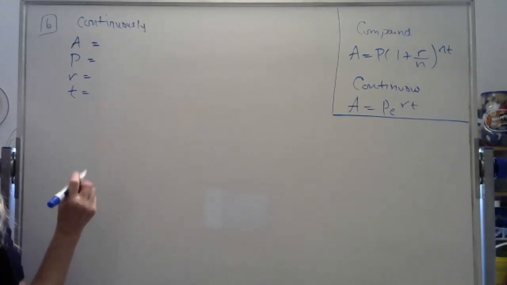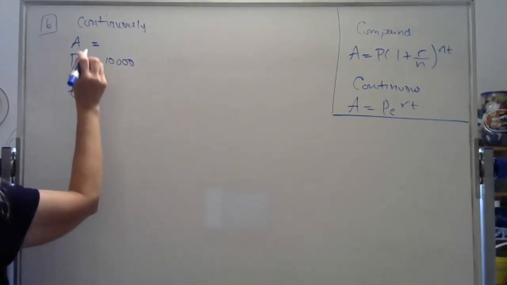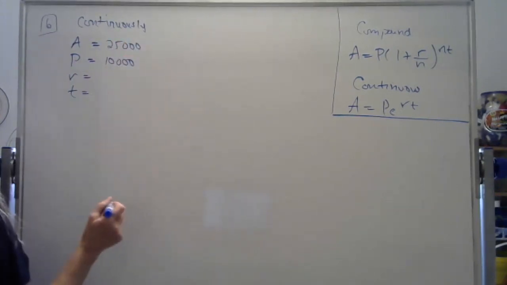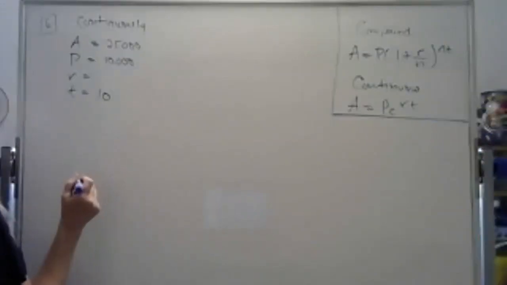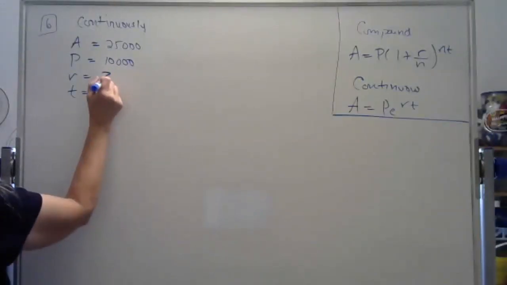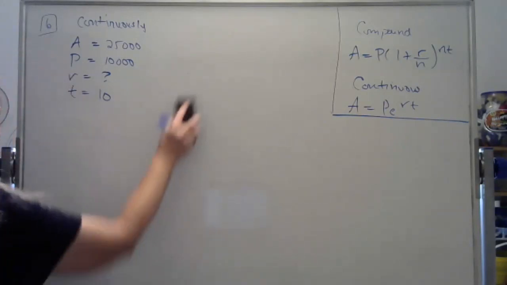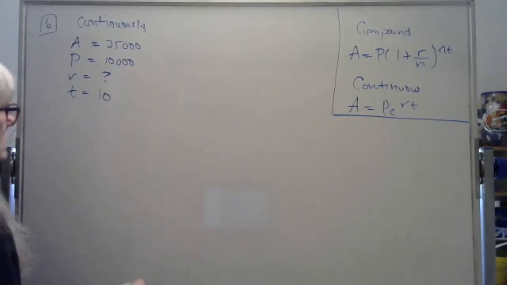We have 10,000 to invest, so that's the initial amount of money. We know that we need 25,000 at the end of time, which is 10 years. And our interest rate is, oh, we don't know. That's the unknown. So we've got to go figure out our interest rate. I just think it helps to identify everything first, because there's a lot of numbers being thrown at you. And again, P is always going to be smaller than A, always.